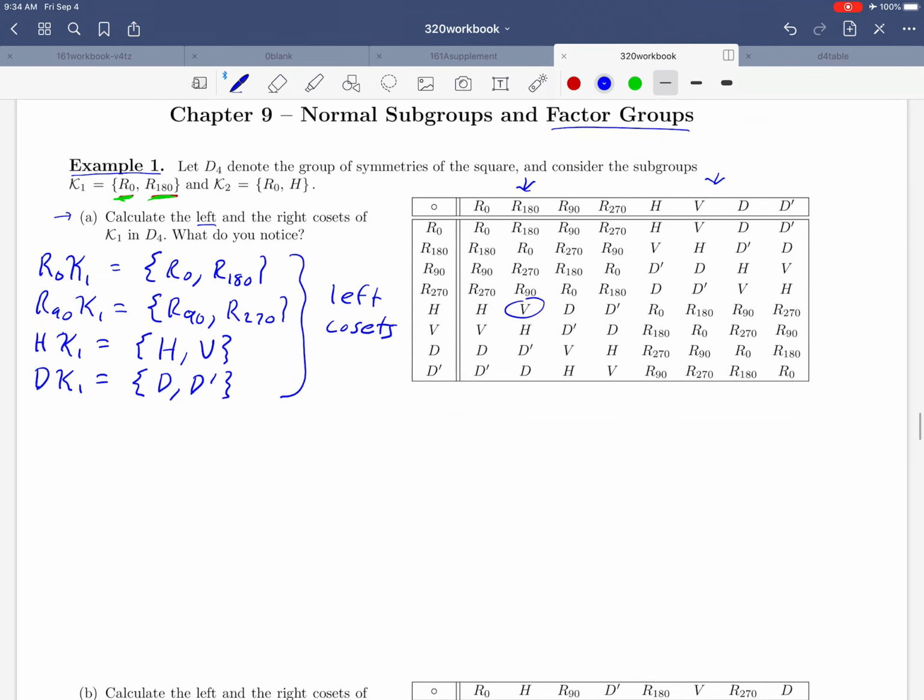At this point, here's what I'd like you to do. Go ahead and stop this video, and calculate the right cosets of K1 in D4, see what you get, and then think a little bit about this question. What do you notice before you go on to the next video?